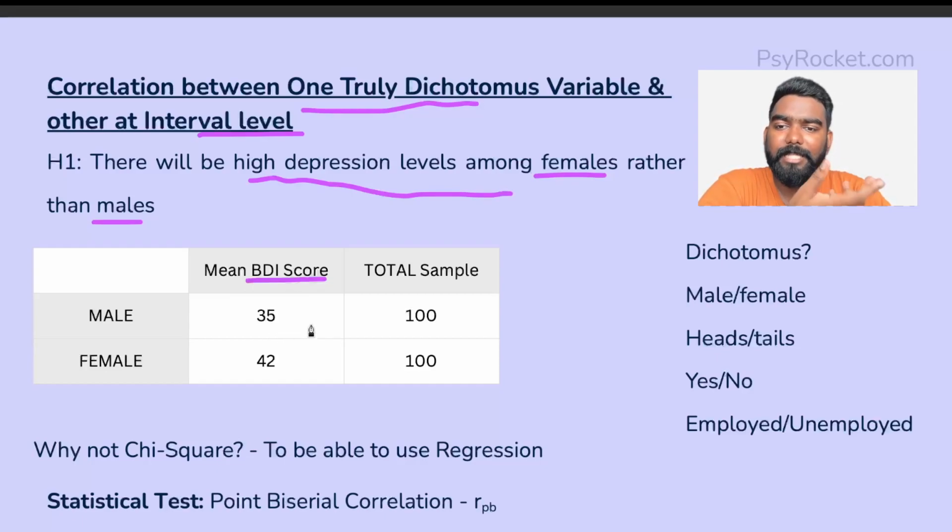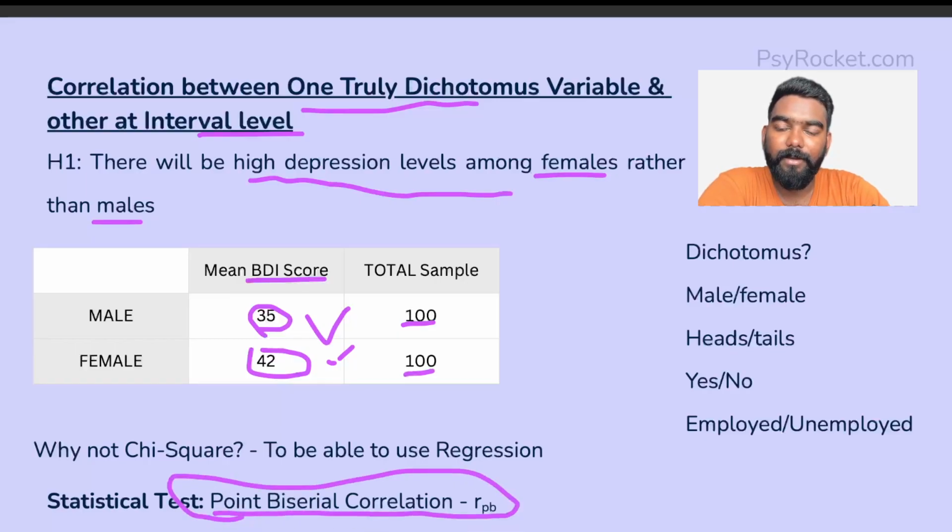And let that be a maximum score of 50. And the average of all the male participants and female participants are this. You conducted it on a sample of 100, they scored 35 and they scored 52, and you want to check the correlation between these. What will you use? You will calculate something called the point biserial correlation coefficient. Okay, it is denoted by r suffix pb.